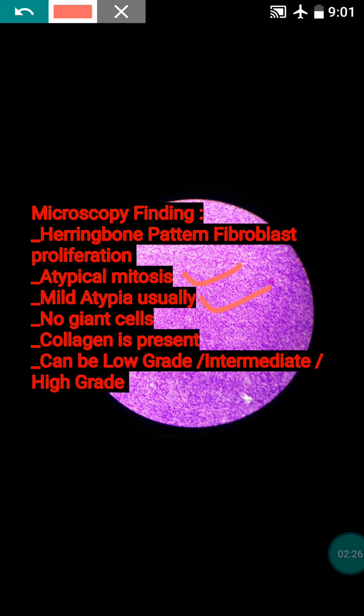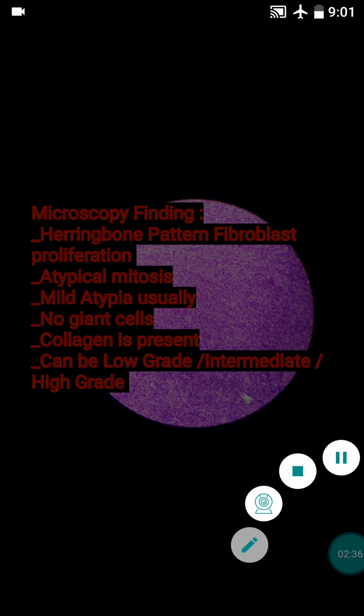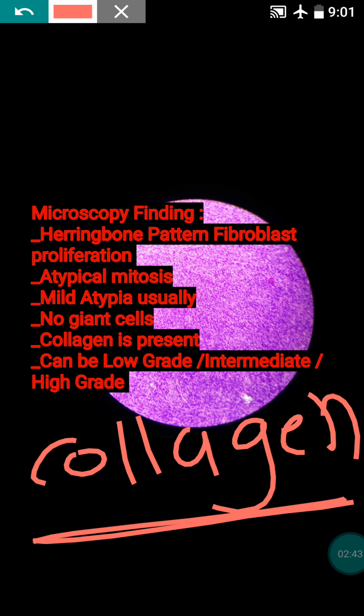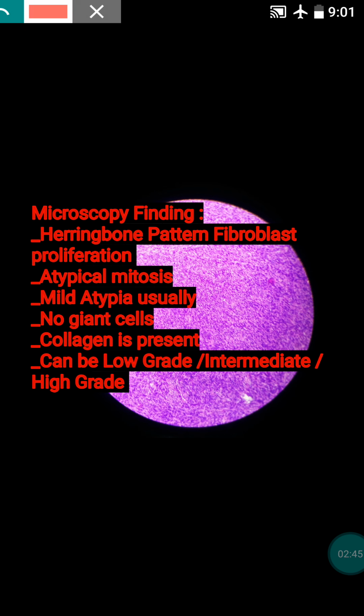You will not see giant cells, which differentiates it from MFH. We will discuss this later on. As this is a fibroblastic tumor, there is always some form of collagen tissue present, because fibroblasts have the function of producing collagen. So the collagen is present. Now, based on the number of mitoses, we divide fibrosarcoma into low grade, intermediate or high grade.